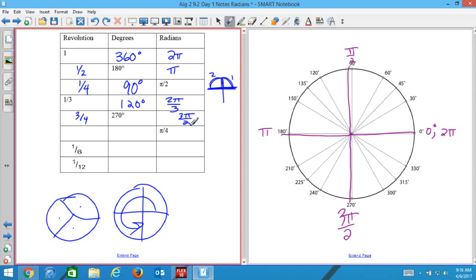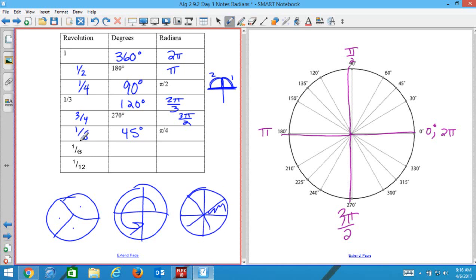Pi over 4 is what degrees? Pi over 4 is 45. Pi over 4 is 45 degrees. So remember that. And then 45 degrees, if I think about a circle, 45 degrees is an 1/8.